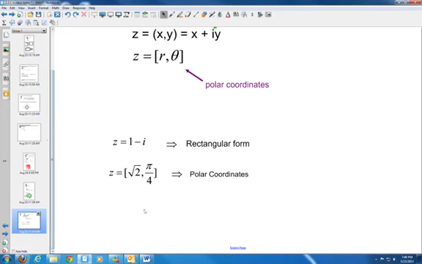Lastly is an example of a complex number in rectangular form and the complex number in polar coordinates. Again, you should be able to use the information on the previous slide to go back and forth between rectangular and polar coordinates. I won't show the derivation of that, but you definitely want to make sure that you know how to do that. That completes my summary for section 2.21.